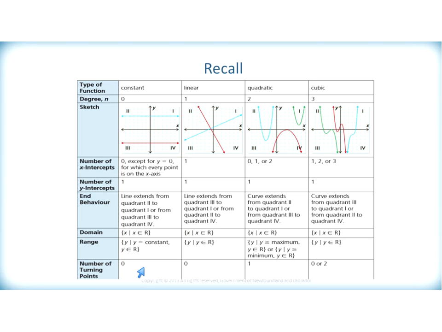The number of turning points for each of these polynomial functions. For a constant, there is 0. Recall that the number of turning points is how many times the graph would go from increasing to decreasing, or decreasing to increasing. A linear also has 0. A quadratic would have 1 turning point, for example, decreasing to increasing, or increasing to decreasing. And a cubic would have 0 or 2.